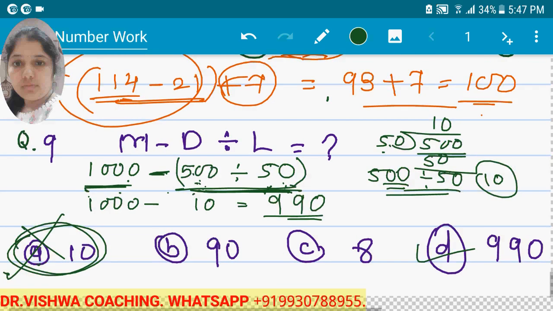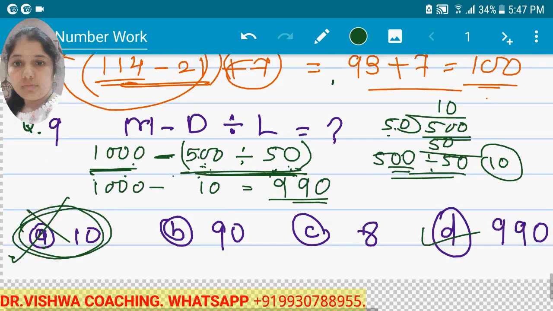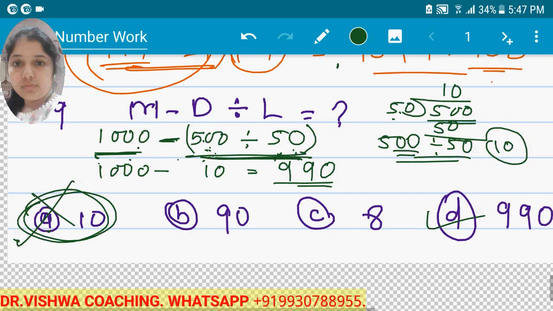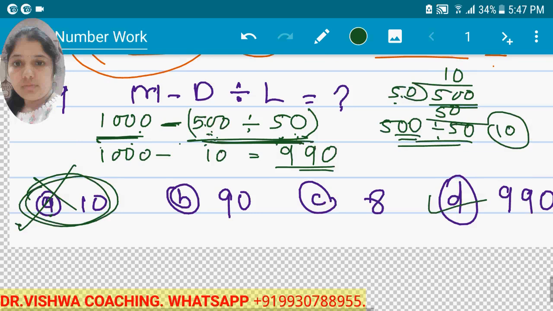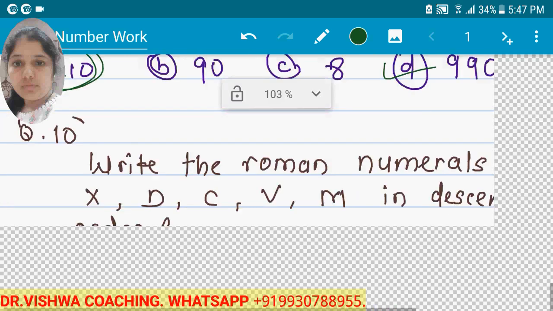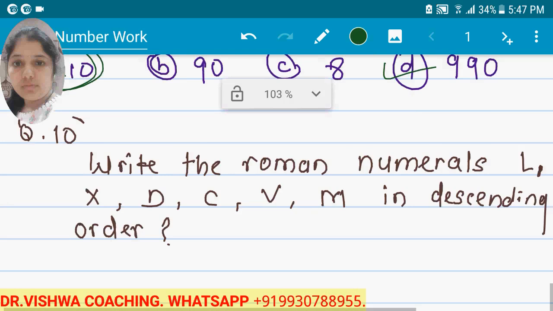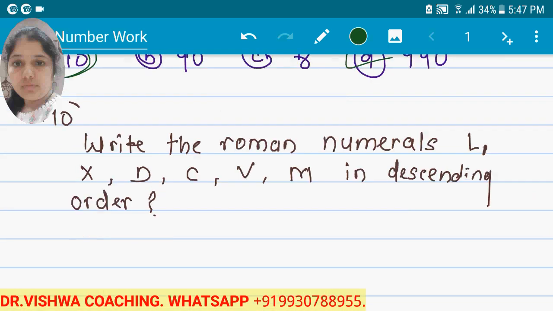Now the next question is very simple. These Roman numerals are there and you have to arrange them in descending order. Now you all know the values of the Roman numbers. So which Roman number is the biggest one? Because for descending order we always write the bigger one first. So M is bigger than all because it represents 1000. So M will come first.